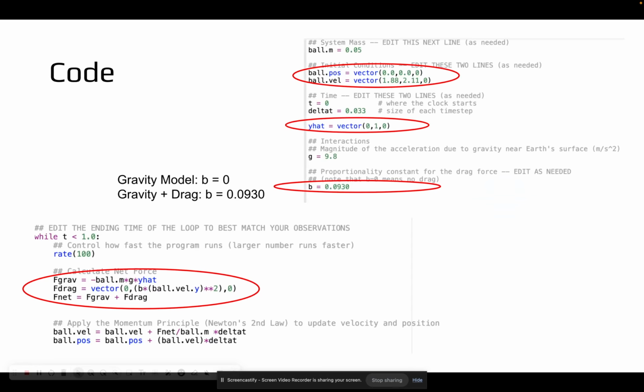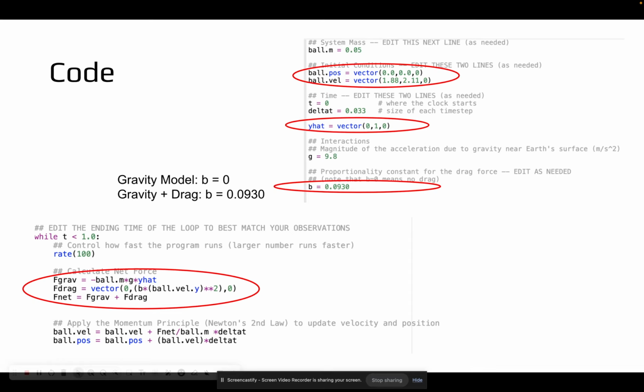So here's my code. The ball's mass was estimated to be around 0.05 kilograms. And then the position vector started at the 0, 0, 0 point, which is the origin, whereas the velocity had an initial velocity as it was thrown of 1.88 and then 2.11 in the y direction. Our y hat is a vector pointing solely in the y direction, so 0, 1, 0. And then our b was determined experimentally based on the observed data, which is 0.093. This is the proportionality constant for the drag force.